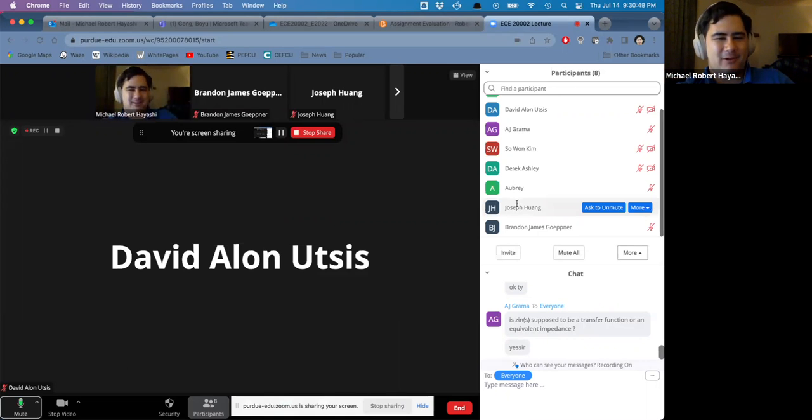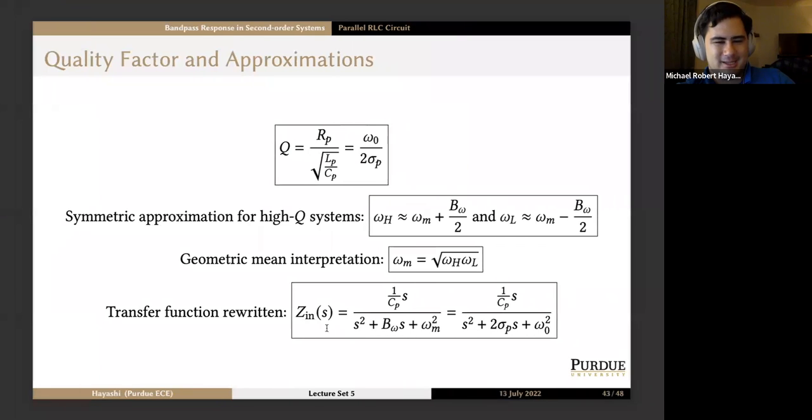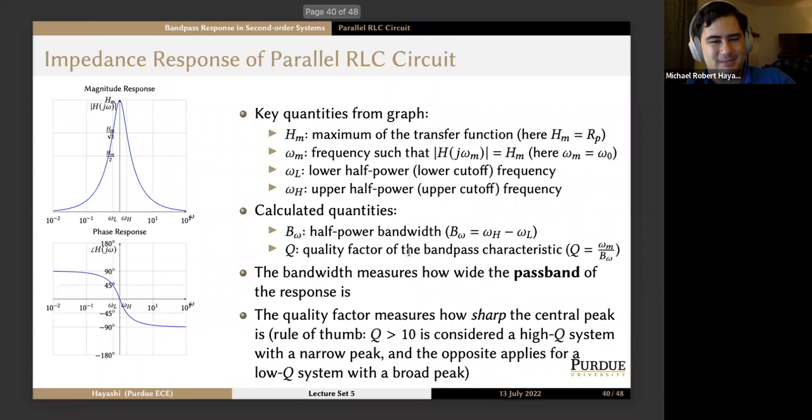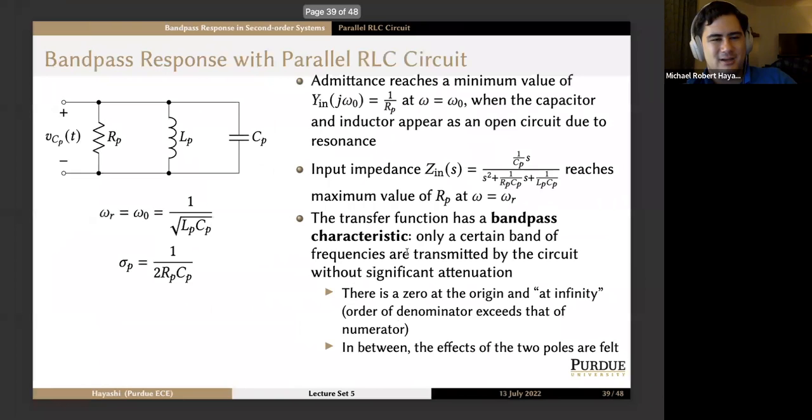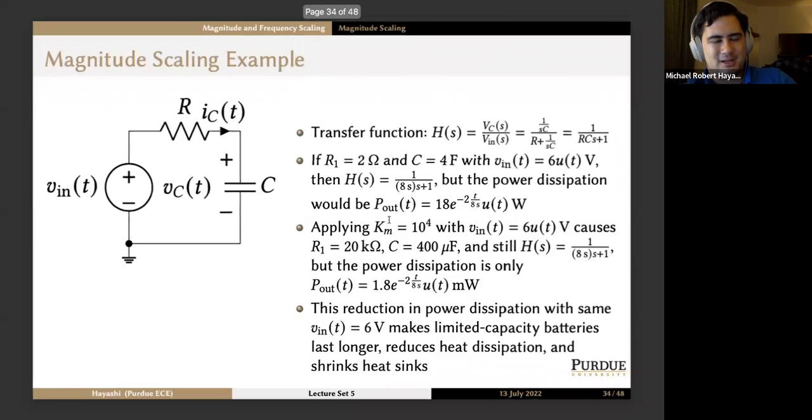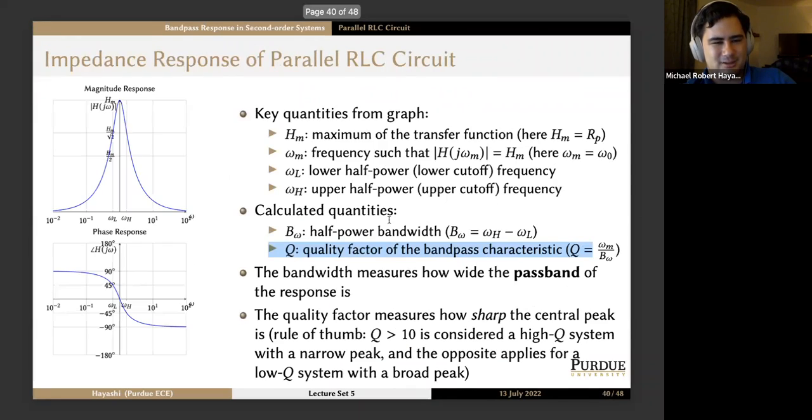It's worth the time to memorize these two interpretations of the transfer function. These are things you should try to commit to memory. More so the denominator than the 1 over CPS in the numerator. But you need to know that there's an S in the numerator in order to be what we call this bandpass response, corresponding to the underdamped circuit.